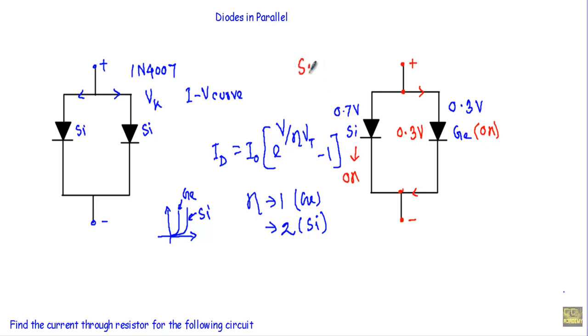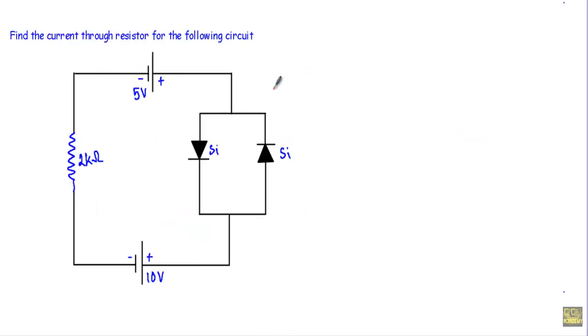Therefore, our silicon diode will be in off state and we have to replace the silicon diode with an open circuit. That's why we cannot connect two dissimilar diodes in parallel. You will see one of the devices will end up carrying most of the current from the source because of the difference in their device parameters and environmental conditions. This is the first example of parallel diodes.